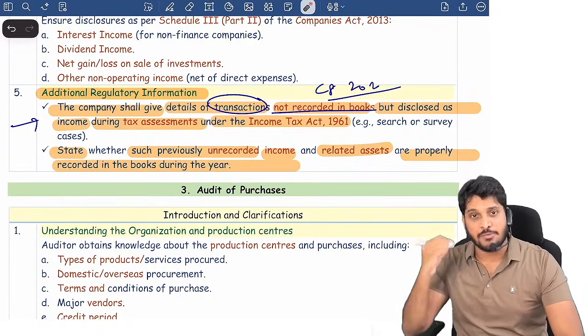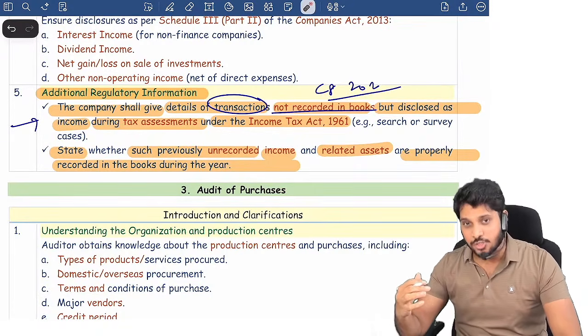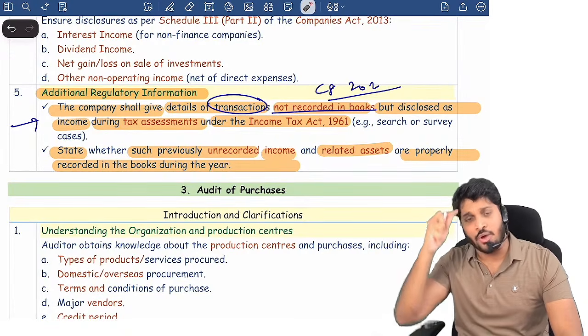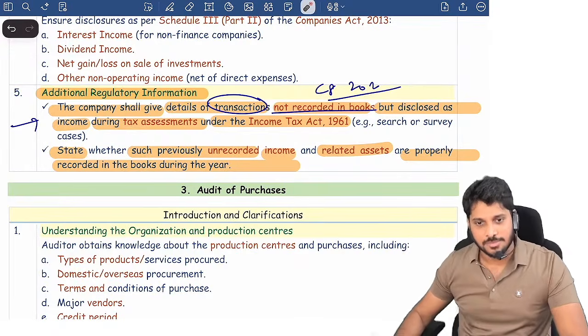If any black money was admitted by the company during the year and paid tax on it, the company has to disclose whether that undisclosed money, asset or revenue, has been disclosed in the current year or not.